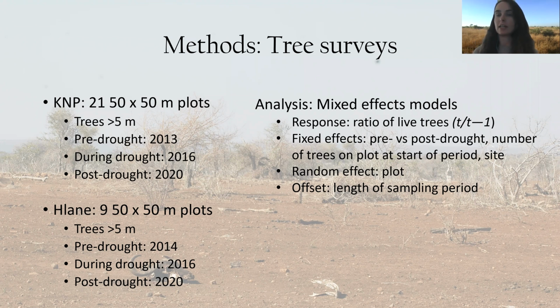And then to look at the effects of drought and elephants, we used the ratio of remaining trees pre and post drought, so the number of trees at time t over t minus 1. And we looked at the effect of drought periods, or pre post drought, the effect of elephants using site, and we looked at density dependent effects using the number of trees on the plot at the start of the period.